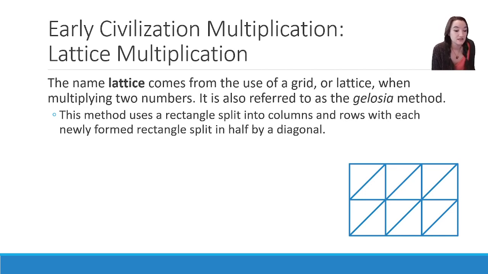So the name lattice comes from the use of a grid, also known as a lattice work, which you might have heard of if you're ever into gardening. Those things that have tomato vines growing up are called lattices. It's really just like that grid work, woven sort of with crosses and stuff. That's what a lattice is. So we use this grid when multiplying two numbers. It's also referred to as the Galosia method.